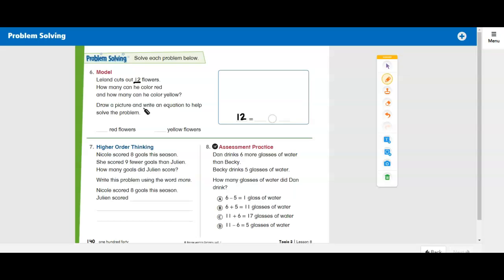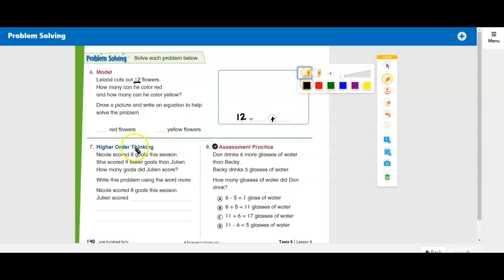Draw a picture and write an equation to help solve the problem. So it does not say how many he colors red or how many he colors yellow. It just tells us that he has 12 flowers total. So you get to decide 2 numbers to add together that equal 12. So the 2 add-ins that you put in these blanks will also need to go in these blanks below. If you would like to draw a picture of flowers to help you count, you may. But if you fill in your equation and you find 2 add-ins to add together to get 12, then that would be okay too.